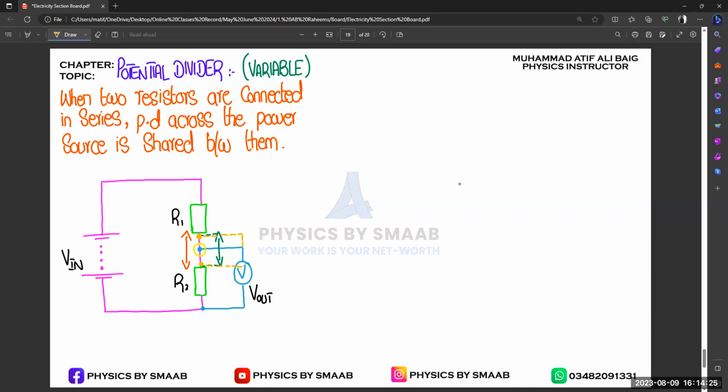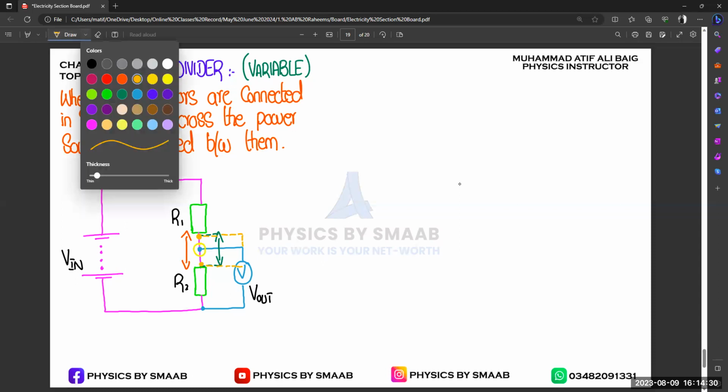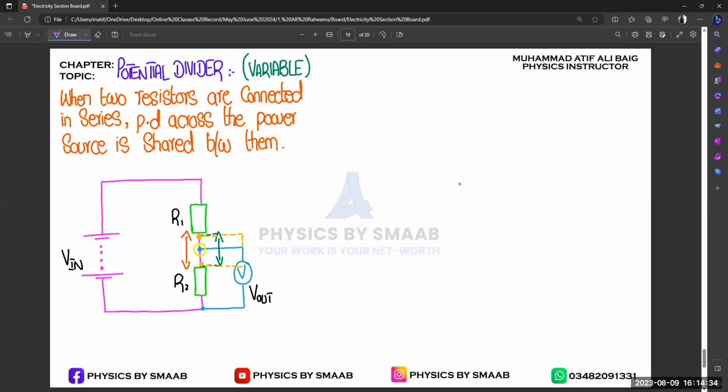Okay, clear? Okay. So now what are the important points from the potential divider? This topic is very important because it is also included in your AS. It is like the copy-paste chapter of electricity in your AS, and only 20 to 30% of topics are new, right?